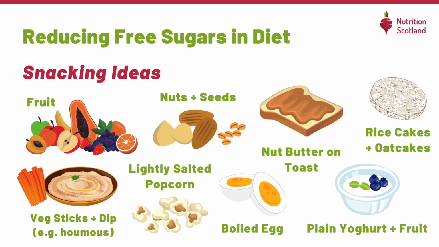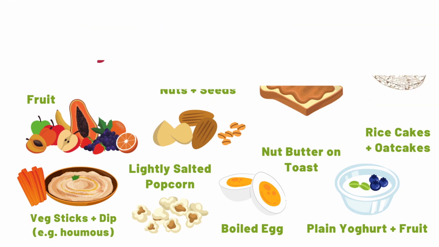And for our last point, we are sharing some of our favorite snacks that are low in free sugars. These are fruit, nuts and seeds, nut butter on toast, rice cakes and oat cakes, which are great with a low sugar spread or hummus, veg sticks and dip like hummus, salsa or guacamole, lightly salted popcorn, a boiled egg, and a plain yogurt with fruit. Swapping some of your high sugar snacks for one of these will help reduce your overall free sugar intake.